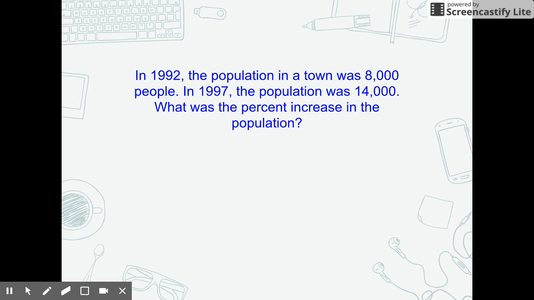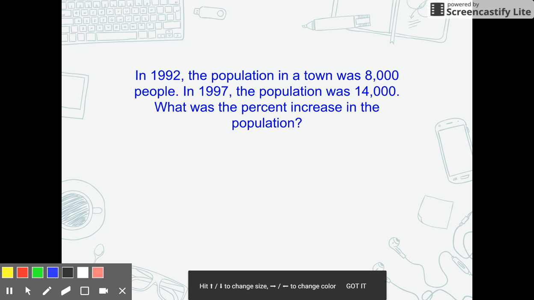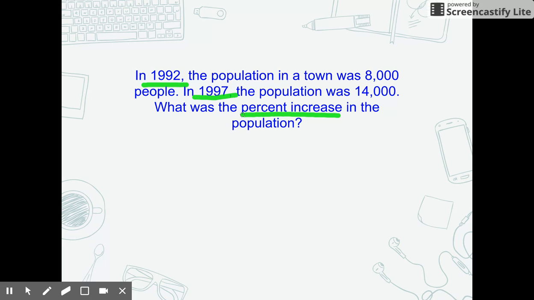In 1992, the population in a town was 8,000. So here's 92. And then in 1997, the population was 14,000. What is the percent increase? So again, this is telling me that the change had gone up over time because it increased.